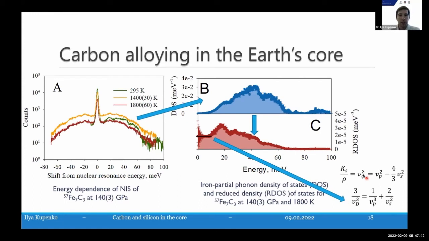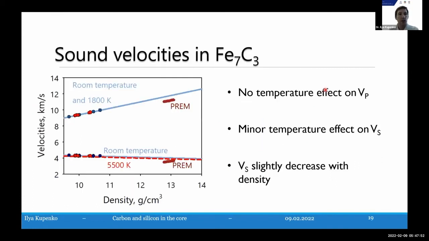Then, combined with the other elastic parameters that can be determined from equations of state, we can calculate Vp and Vs, the compressional and shear velocities. So here you can see the resulting velocities in iron carbide Fe7C3 compared to the preliminary reference Earth model.